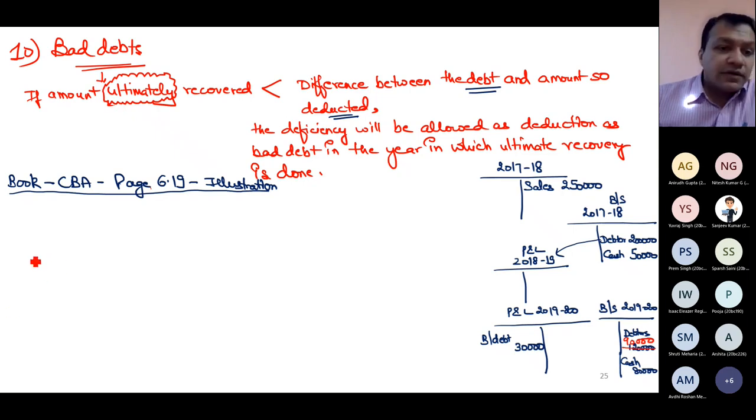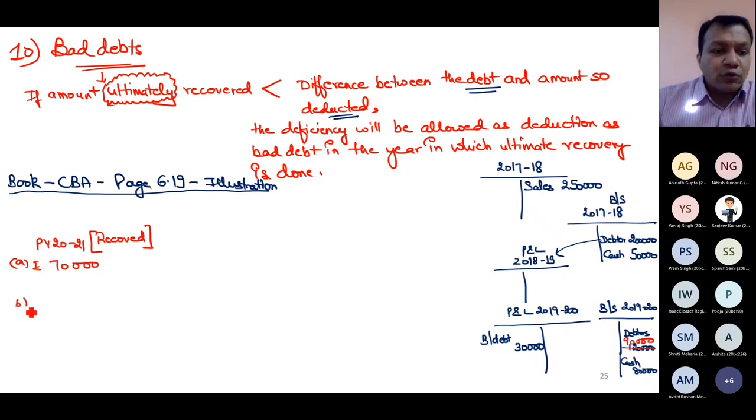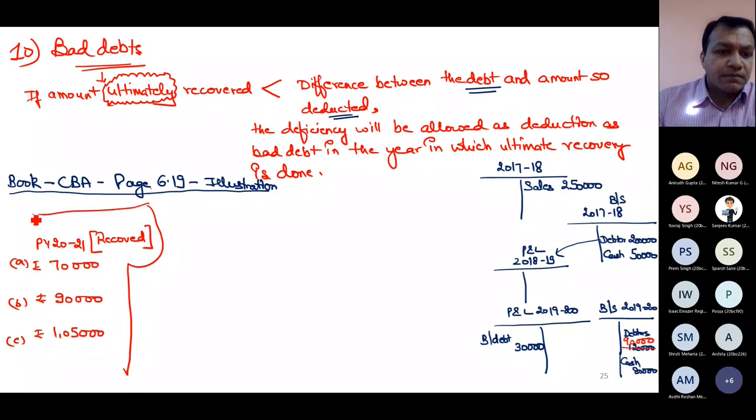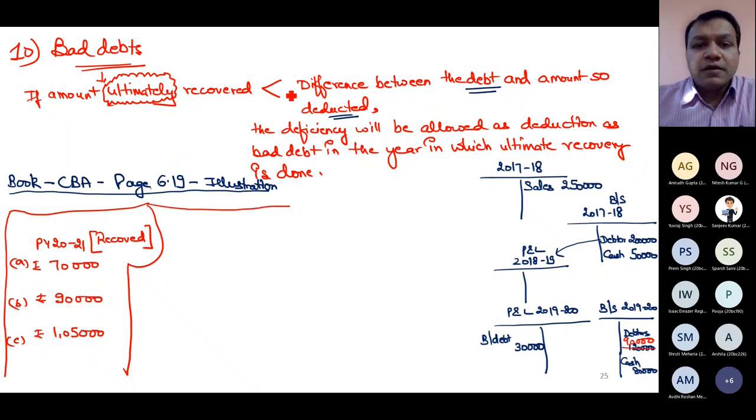Now I have three situations. In the previous year 2021, don't note down anything, just listen. How much is my final recovery? Final. Suppose 70, what will be the treatment? Suppose 90, what will be the treatment? And suppose 1,05,000, what will be the treatment? So this is my left side, first column. Difference between debt and amount deducted.